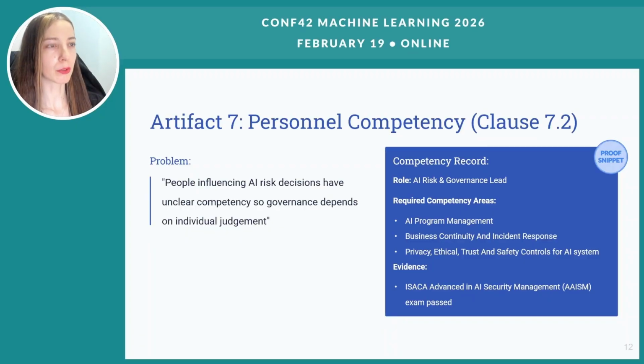This artifact depends on clearly defined roles and responsibilities and understanding of training needs. Competency can span areas like MLOps engineering, bias awareness, data protection, and AI incident handling, tailored to how each role interacts with AI systems. From an ISO 42001 audit perspective, what matters is evidence such as training records, certifications, or workshops. The goal isn't perfection, it's showing that competence is planned, tracked, and aligned with AI life cycle and roles and responsibilities.